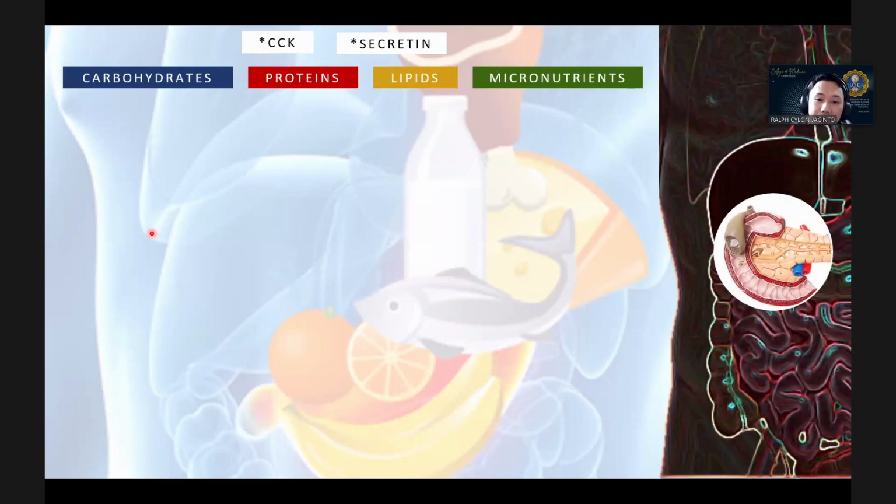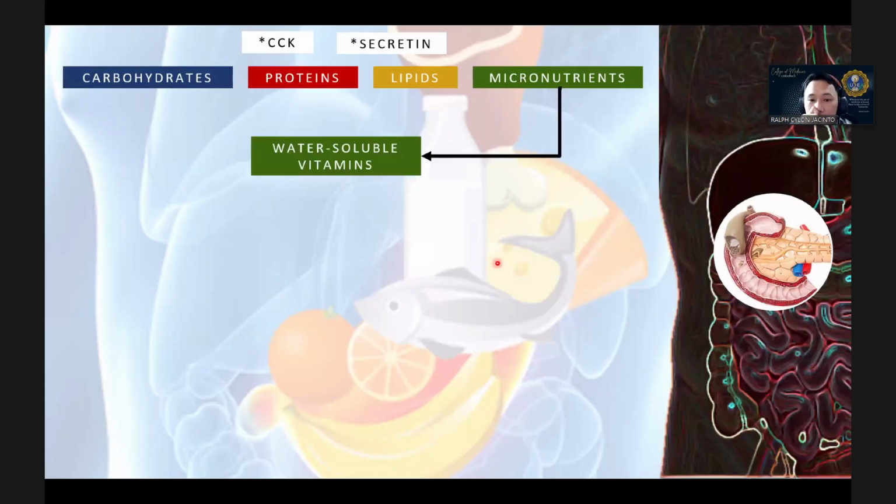So next. We're done with carbohydrates, proteins, and lipids. So na-absorb na sila. Let's now proceed to your micronutrients. With regards to your micronutrients, we're done with fat soluble. So let's look at your water soluble vitamins.